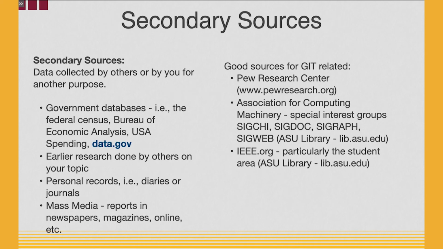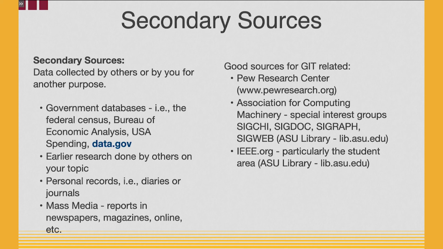We just finished talking about getting primary data directly from the participants. Let's talk about secondary sources now. Secondary sources are data that is collected by others, or by you for another purpose. Maybe you did a study previously and you want to use the same data to show something else or to find out something else, or you want to use data that was gathered by another organization. You can do that. That's secondary sources.